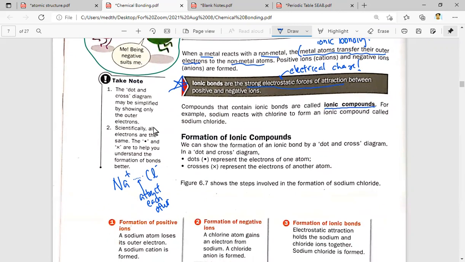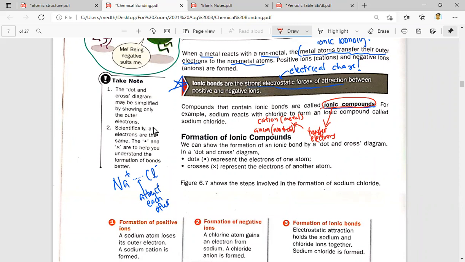Okay, now, pause here first. I need you to take note. Whenever you see the word ionic compound, few things must come to your mind. First thing is about transfer of electrons. And because there's a transfer of electrons, I will have a cation, which is formed by my metal. I will have an anion, which is formed by my non-metal.